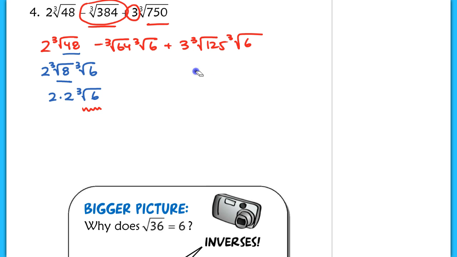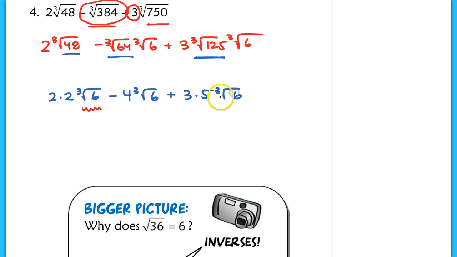All right, so let's work on each part. So we already simplified that first expression here. We broke that down. This next expression, the cube root of 64, that's 4. So I have 4 times the cube root of 6. Then I have 3 times the cube root of 125 is 5 times the cube root of 6.